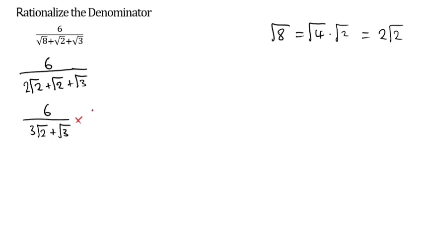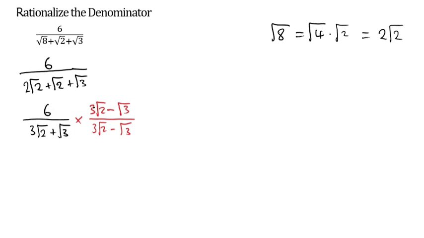So the conjugate here is 3 root 2 plus root 3, not a plus but a minus. So the conjugate is a minus. Same thing here, 3 root 2 minus root 3.